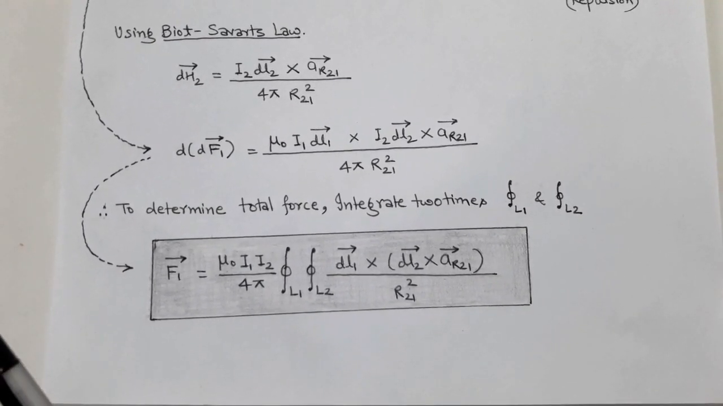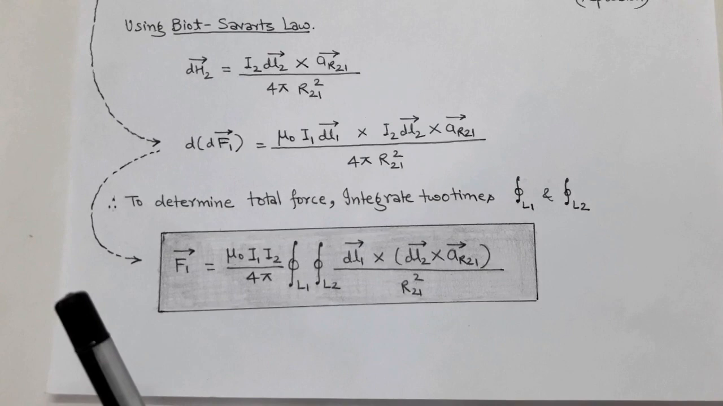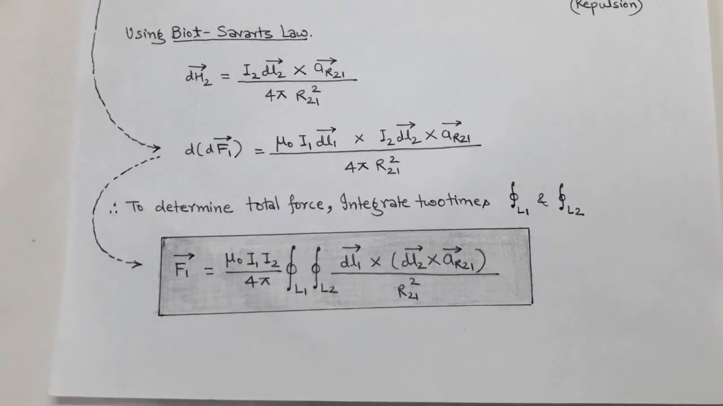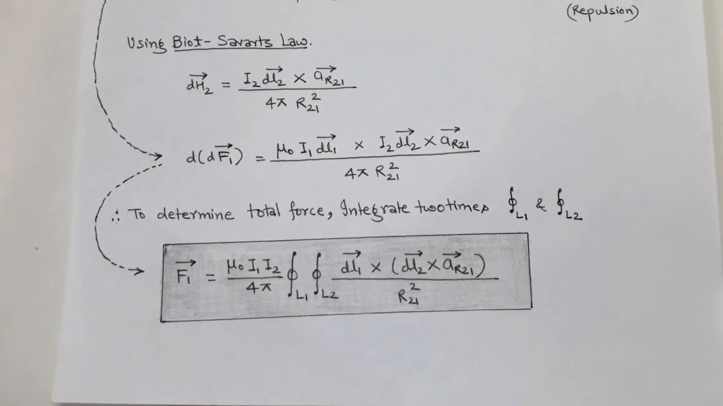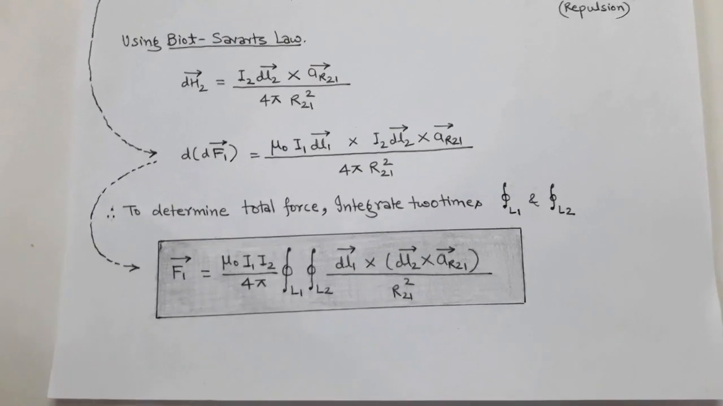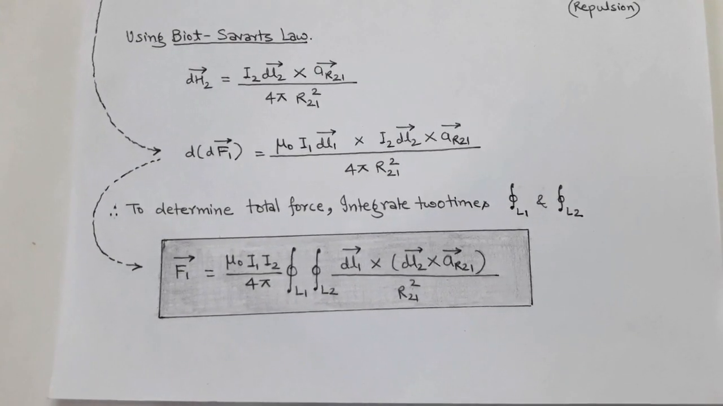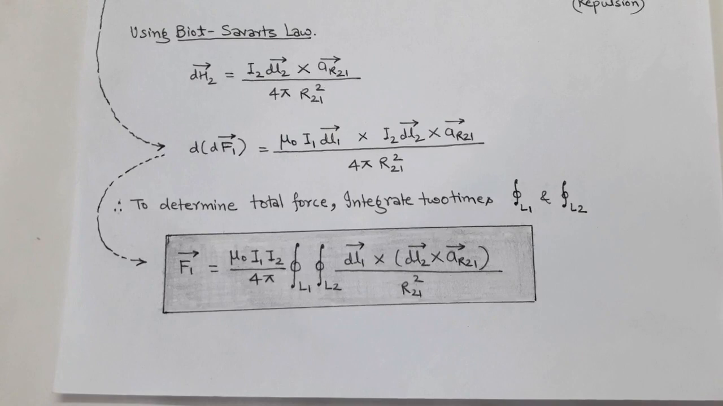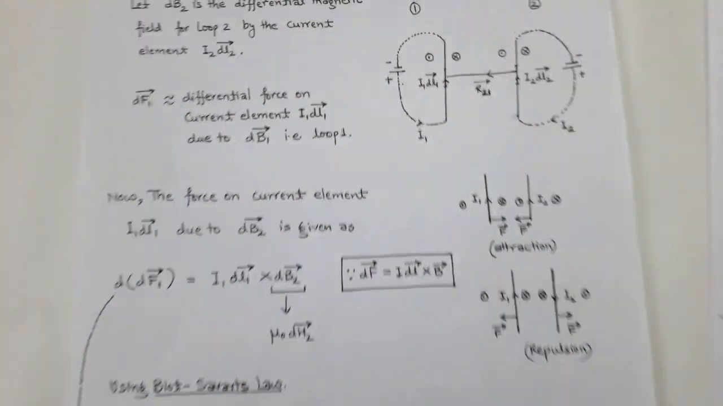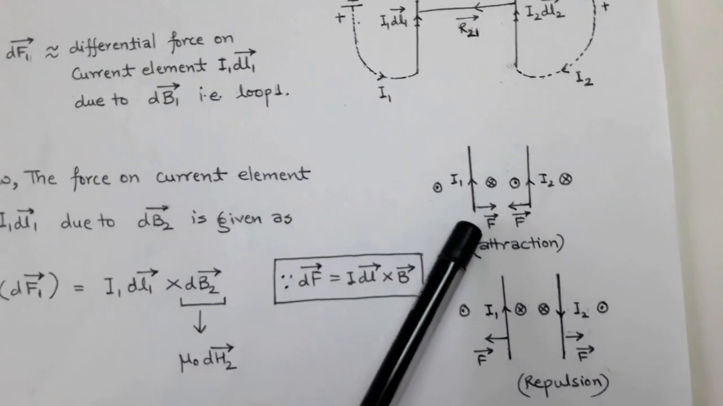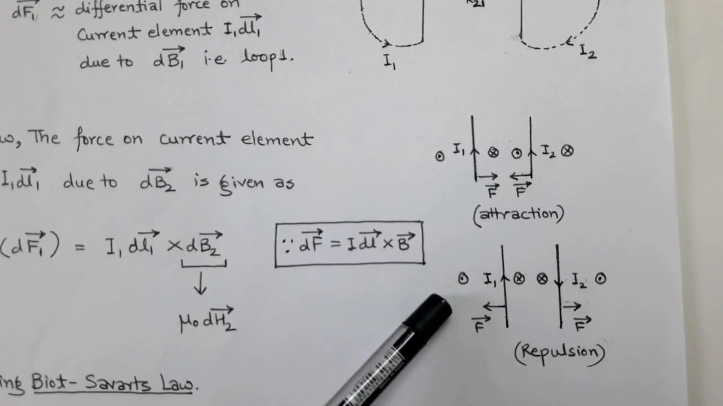So in this way we can determine the magnetic force between two current elements. The magnetic force may be attractive or repulsive, depending upon the direction of the current. If the current is flowing in the same direction, there is a force of attraction, and when the current is flowing in opposite direction, there is a force of repulsion.